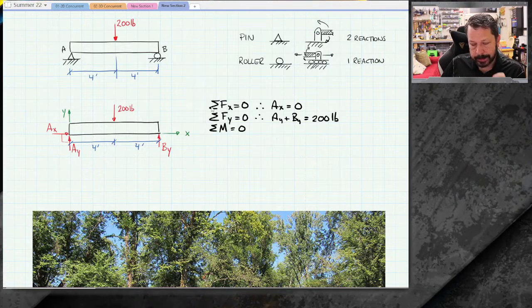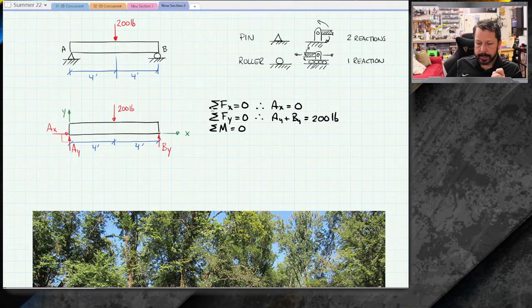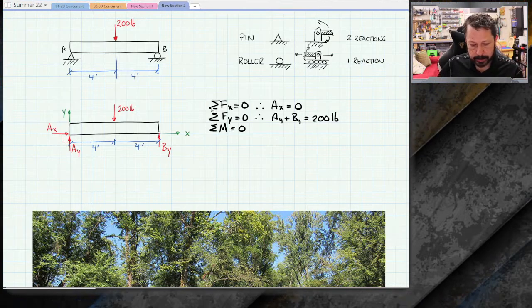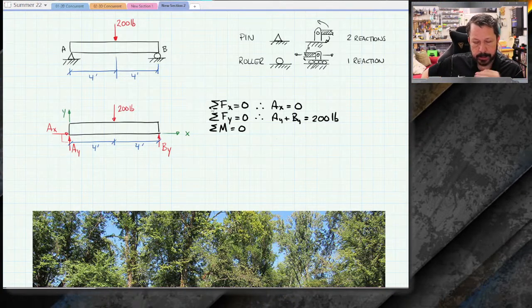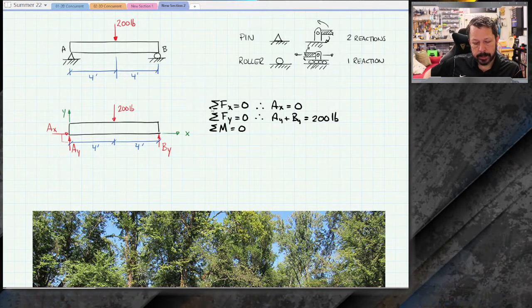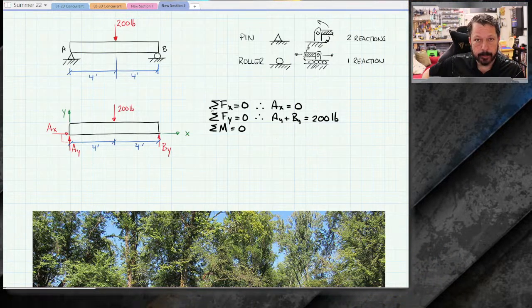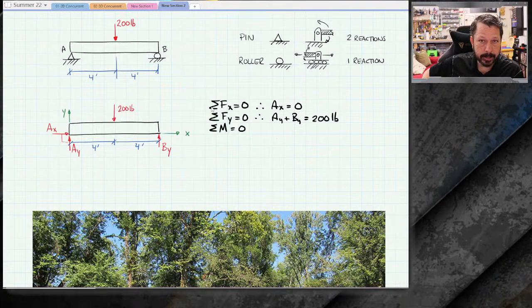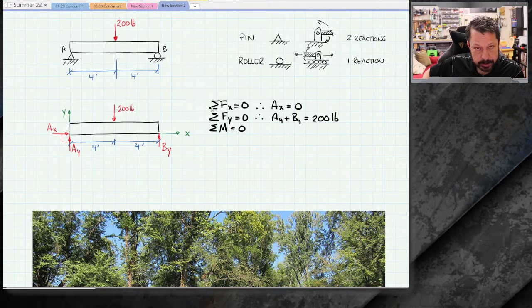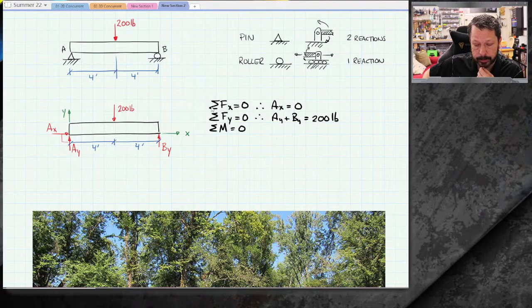The moment one is a little bit different. For the moment equation, I look at my free body diagram and pick some point where I know that this beam is not rotating about that point. Now, it's not rotating about any point, but I have to define a single point to put my equation around.